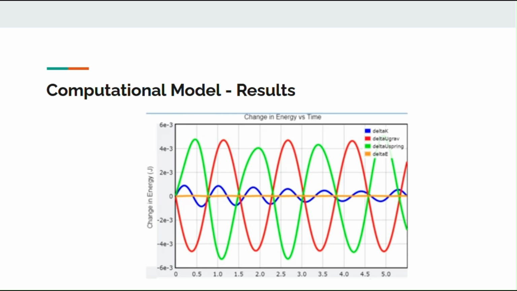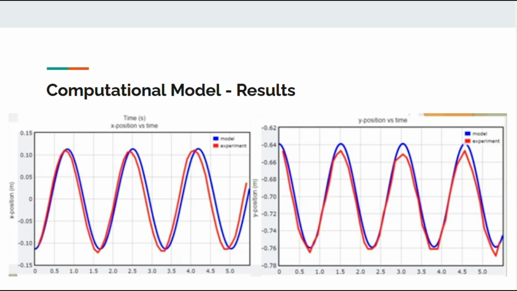So as you can see, the total energy is a straight line, which is what it should be. The change in potential energy of the spring is inverse to the change in the gravitational energy, and delta K is oscillating. Everything is oscillating. And as you can see, the results for the X position in time for the model and the experimental values, and the Y position in time, were very close.